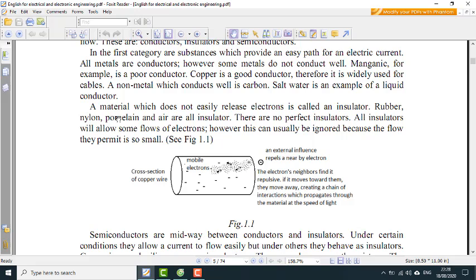A material which does not easily release electrons is called an insulator. Rubber, nylon, porcelain, and air are all insulators. There are no perfect insulators. All insulators will allow some flow of electrons. However, this can usually be ignored because the flow they permit is so small. You can see figure 1.1.